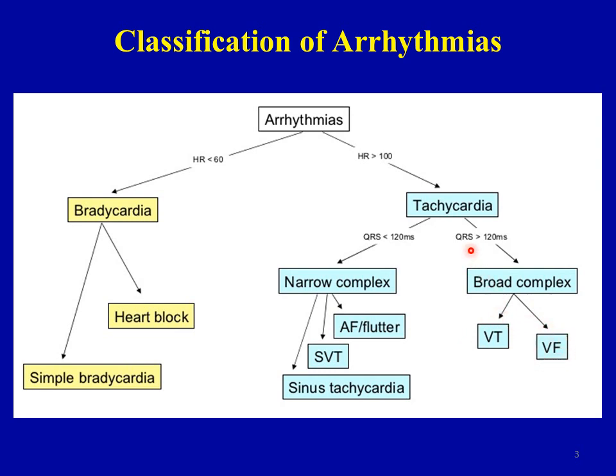The QRS complex is broad in ventricular arrhythmias because the action potential is conducted through the contractile cells of the ventricles. They have a lower speed of conduction compared to the autorhythmic cells. That's why they take a longer time to propagate through the ventricles and cause depolarization. And we know that the QRS in the ECG represents ventricular depolarization. So longer depolarization through the ventricular contractile cells will lead to a longer or broad QRS interval or complex.